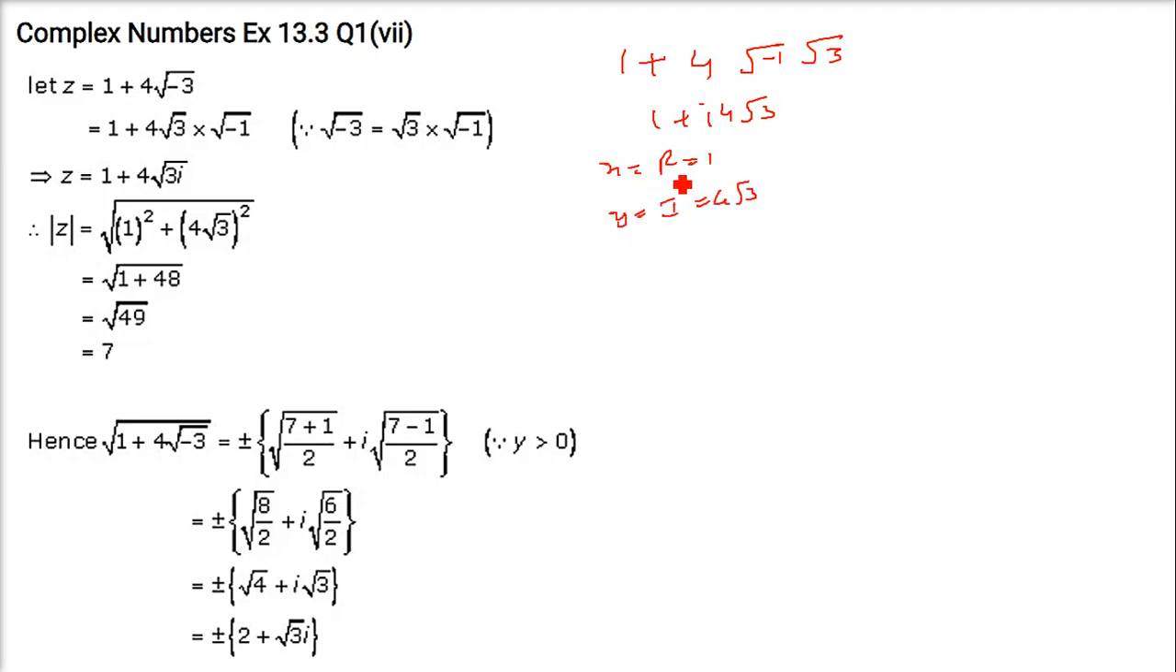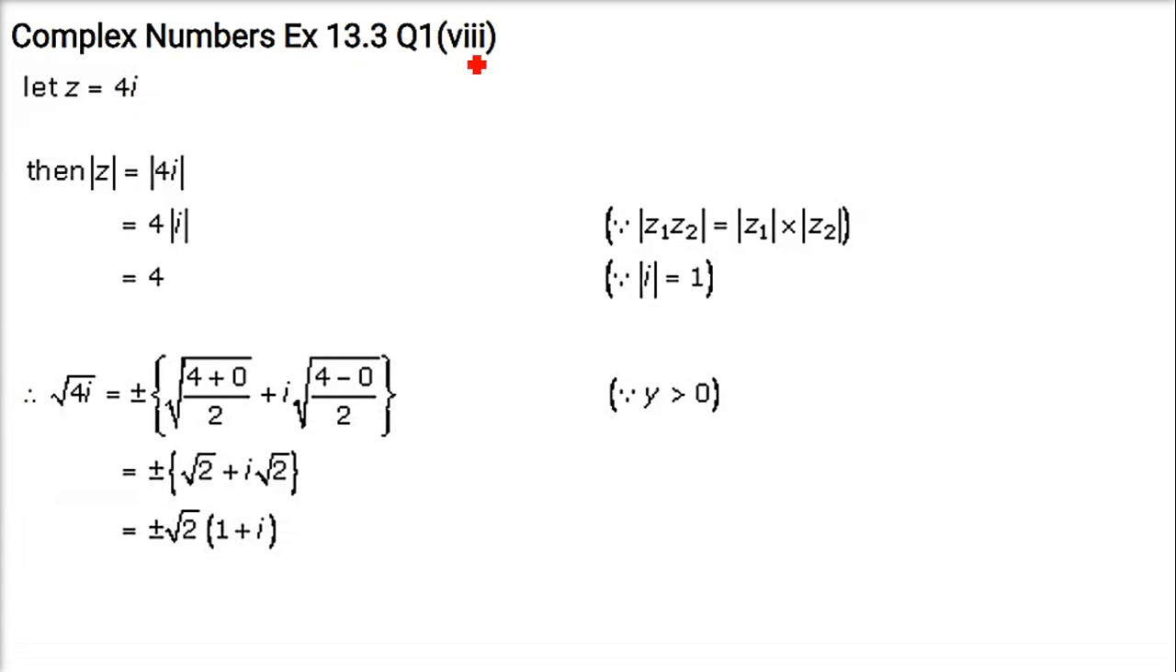So x square plus y square under root is your mod z, 1 square plus 4 root 3 whole square. Under root is 7. And then you can just put this mod z here, and since this imaginary part is greater than 0, we'll use a plus formula and we get this solution.